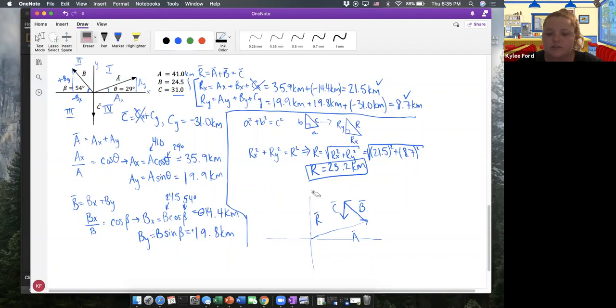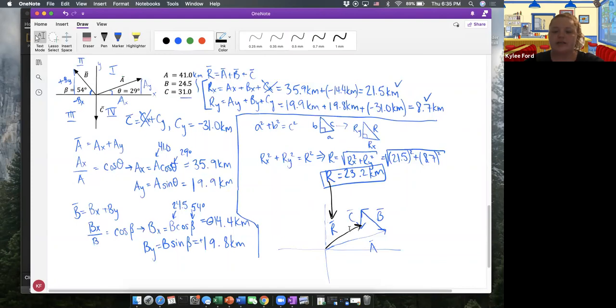Let me just start over. There we go. Okay, so that's my resultant vector. So my R that I'm looking at, that's 23.2 kilometers, is about that. Okay, so now let me zoom back in.